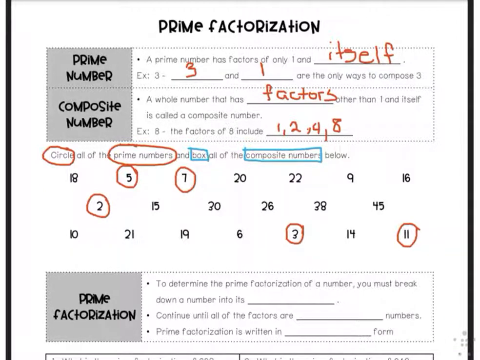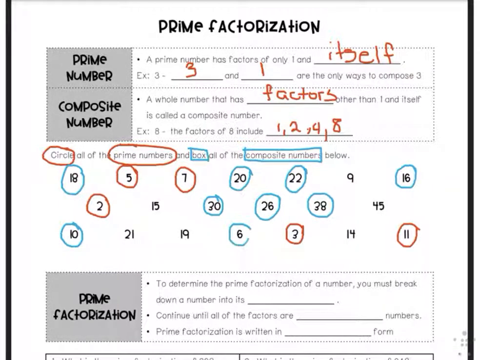Now, if you see any even number besides 2, most likely it is going to be a composite number, because it will always have a factor of 2 and something else. So therefore, I could break down 18 by 2, it is even. 20 is even. 22 is even. 16 is even. 30 is even. 26 even. 38 even. 10 even. 6 is even. 14 is even. I apologize, I circled those in blue, but they're actually supposed to be boxed, but they are color-coded.